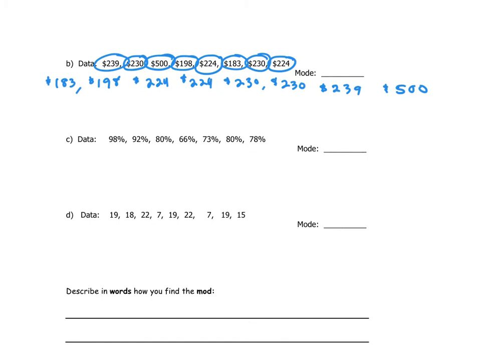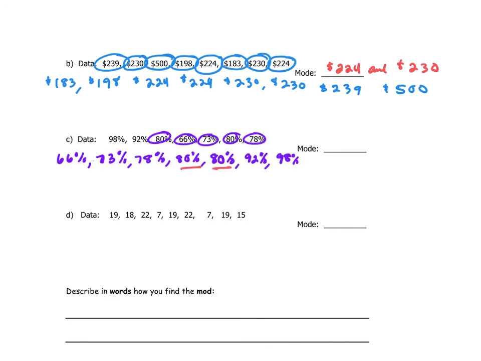So in this case, we have 2 modes. So we have $224 and $230. So it's okay to have multiple modes. What I'd like you to do is pause the video and see what the mode is for data set C and data set D. When you're finished, please replay the video.